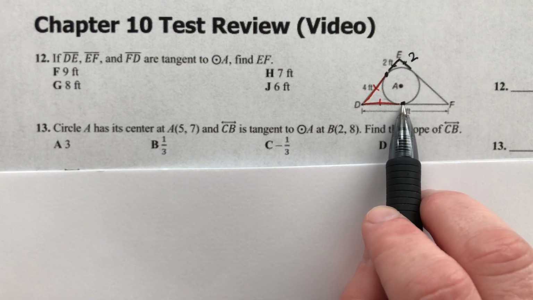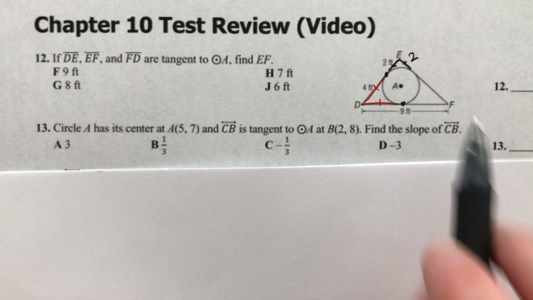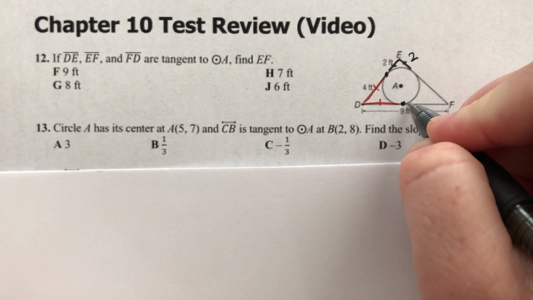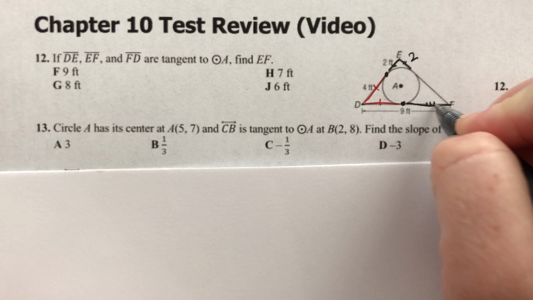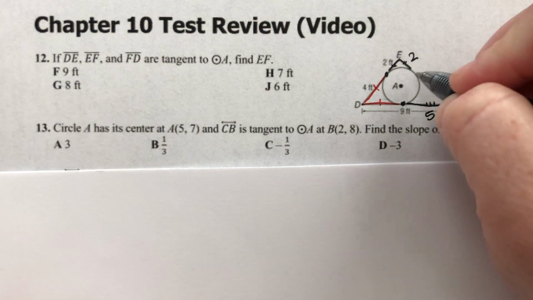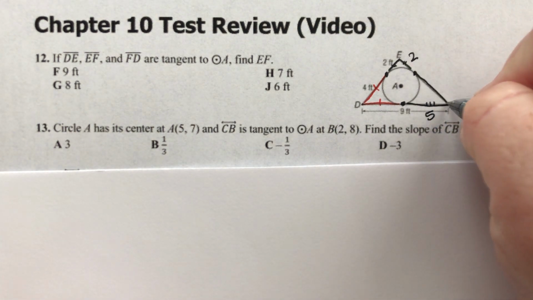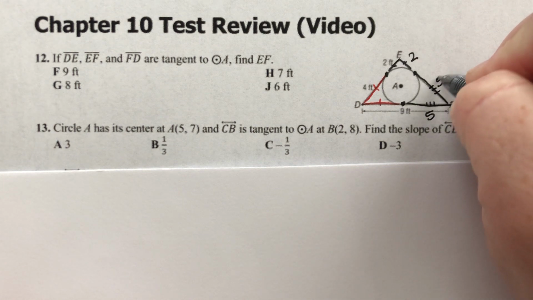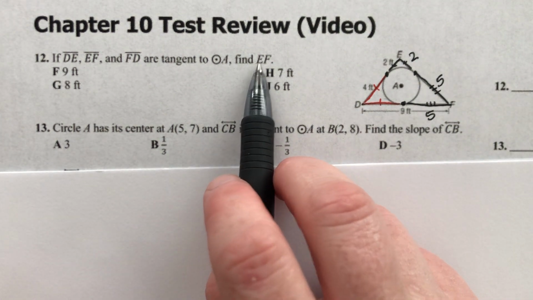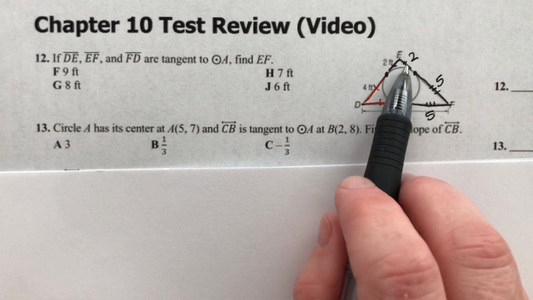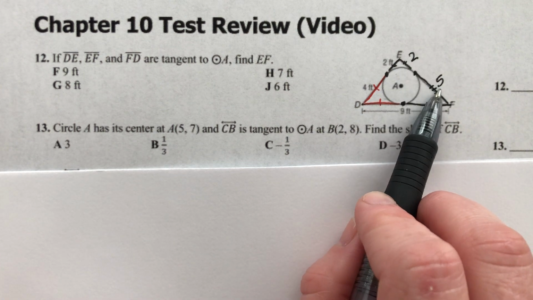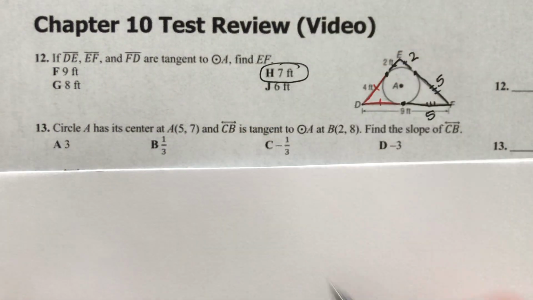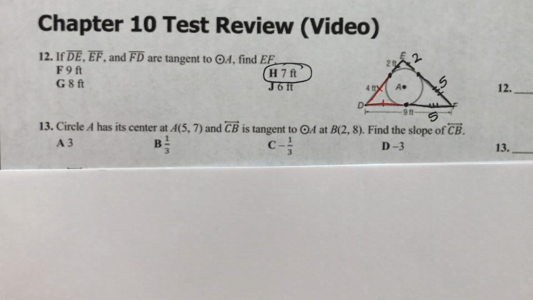If this side is 4 foot, we know this side has to be 5 foot. So I'm gonna mark this guy, 1, 2, 3, that's 5, which means this guy is also 5. And the question was find the length of EF. Here is EF. It's made up of 2 feet plus 5 feet, which is 7 feet. Okay, hopefully that made sense.